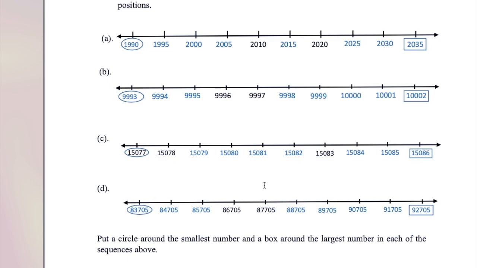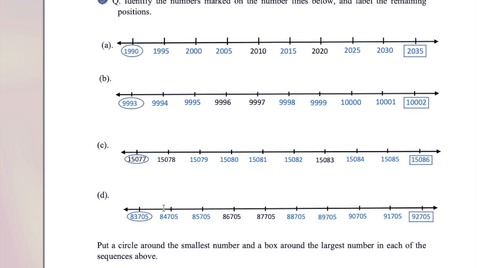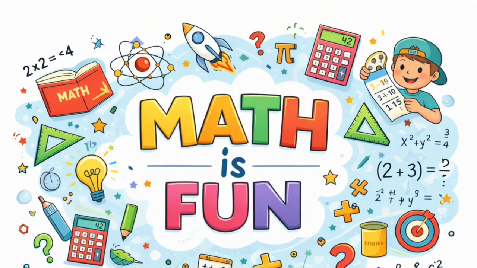Next you do the successor: 88,705, 89,705, 90,705, 91,705 and 92,705. So the next task is to circle the leftmost and box the rightmost, which is the greatest one. So we have done these, Figure It Out as well. Thank you.